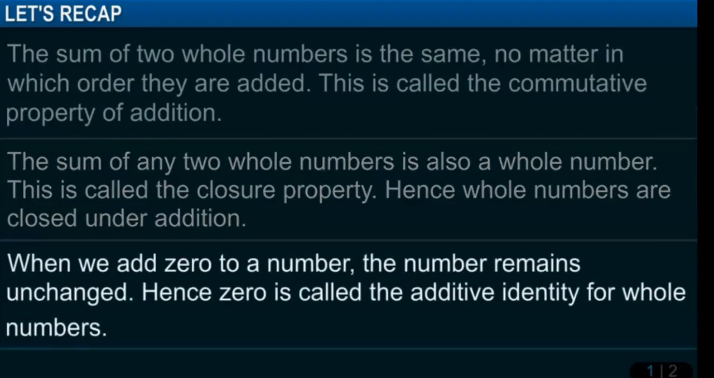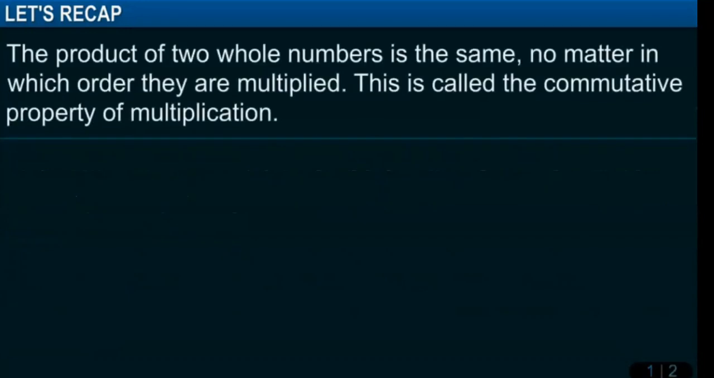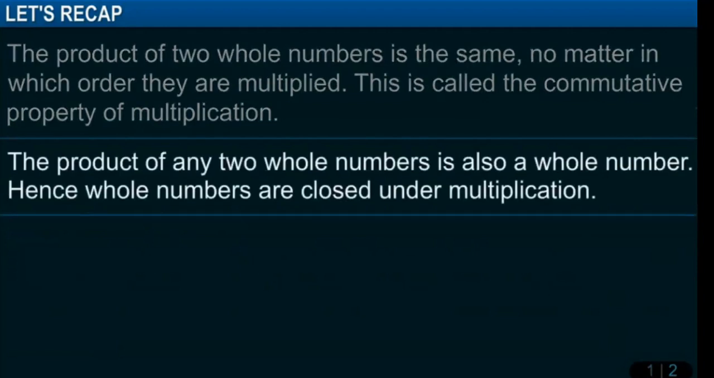When we add 0 to a number, it remains unchanged. For this reason, 0 is called the additive identity for whole numbers. The product of two whole numbers is the same, irrespective of the order in which they are multiplied. This is called the commutative property of multiplication. The product of any two whole numbers is also a whole number. We say that whole numbers are closed under multiplication.